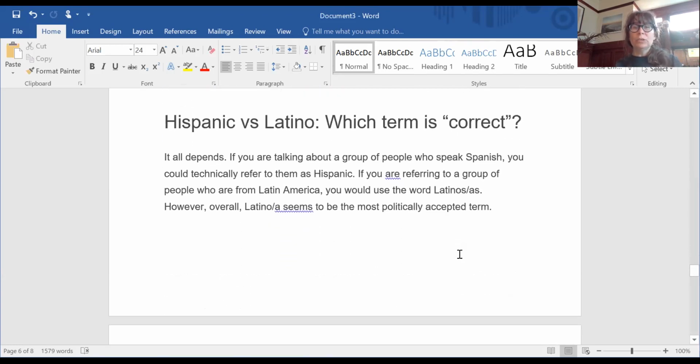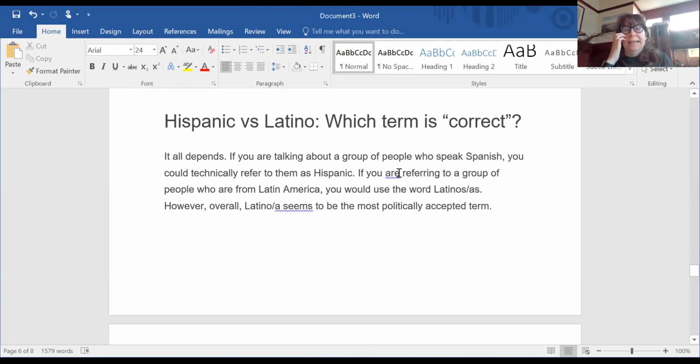Hispanic versus Latino, which term is correct? It all depends. If you're talking about a group of people who speak Spanish, you would technically refer to them as Hispanic. If you are referring to a group of people who are from Latin America, you would use the term Latino, Latina. However, overall, Latino, Latina seems to be the most politically accepted term.